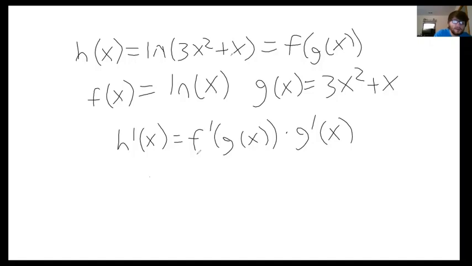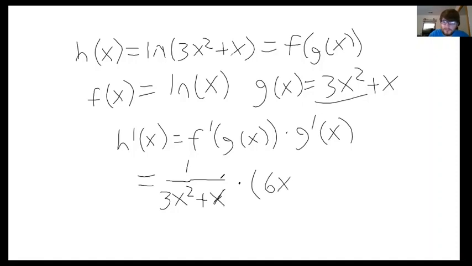So let's go ahead and plug in. f prime of x, the derivative of natural log of x, is 1 over x, but instead of x, we're subbing in g of x. So this is going to be 1 over 3x squared plus x, right? And then all we have to do is multiply by the derivative of what was on the inside, or g of x. The derivative of g of x is going to be, using power rule for the first part, 3x squared becomes 6x. And then we have plus x, which is just going to become plus 1. And that's it.